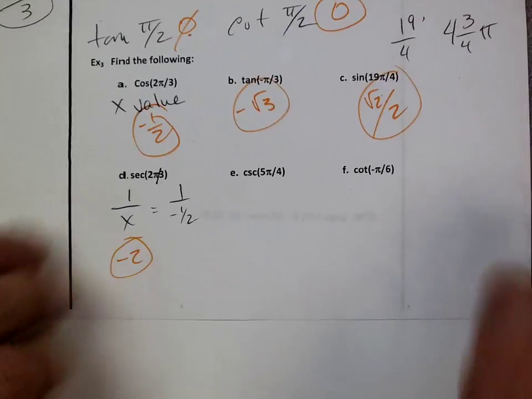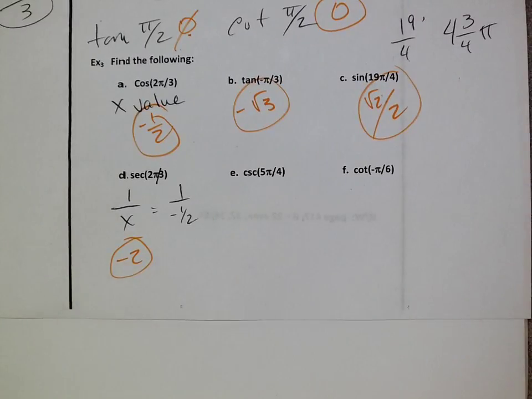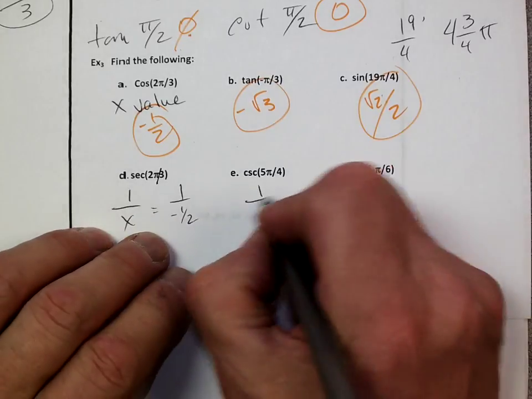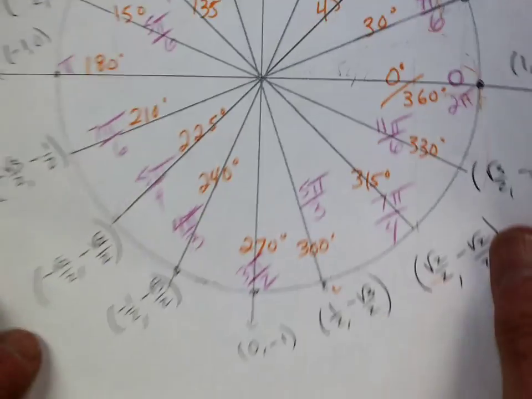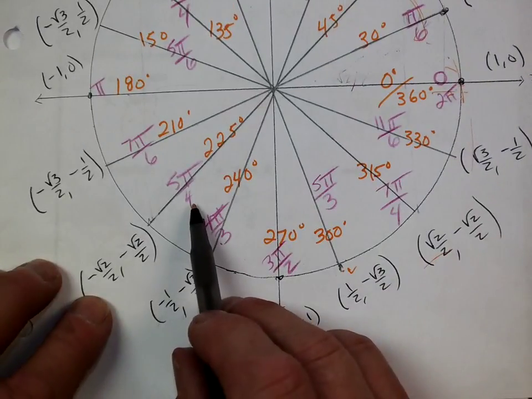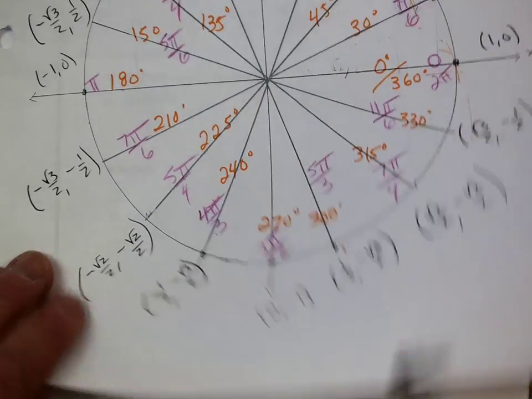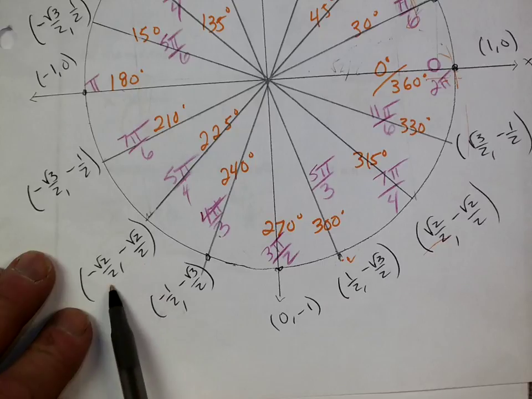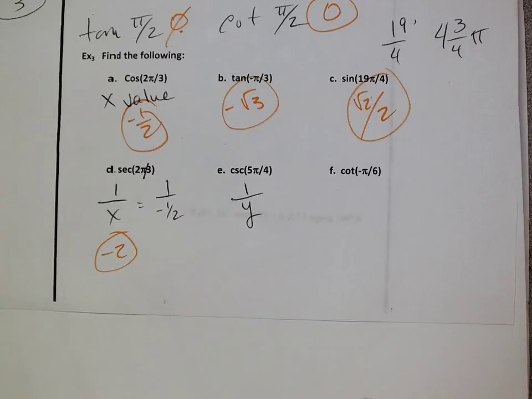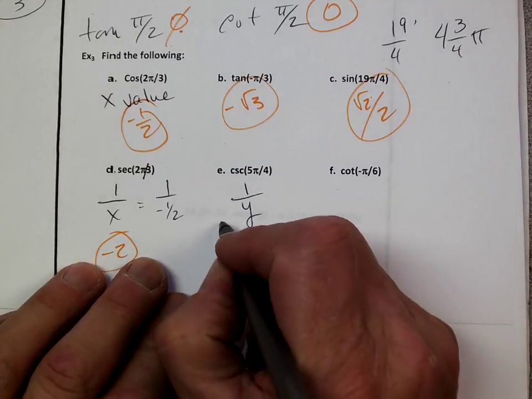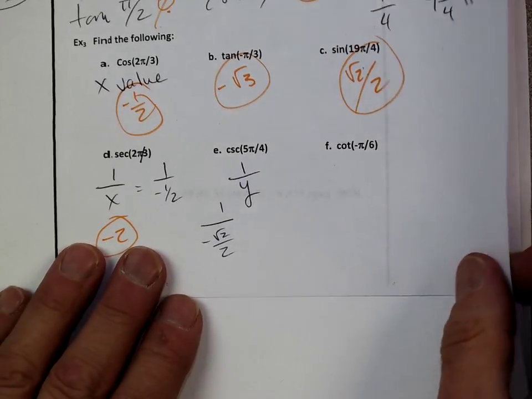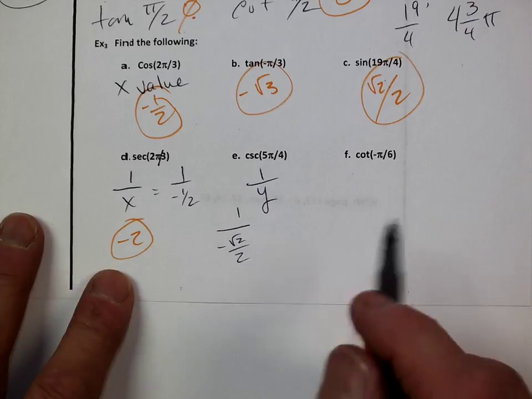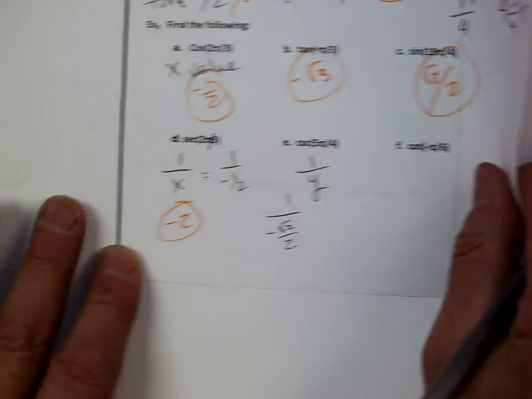Good. Cosecant of 5 pi fourths. So cosecant's 1 over the y value. Okay, so go to 5 pi fourths. I'm going to use a circle. 5 pi fourths is right here. I'm going to have 1 over my negative square root of 2 over 2. Okay, so it's going to be 1 over negative square root of 2 over 2. Okay, we're going to do a little bit of work, a little side work. You guys ready for a little side work? A little side work over here.